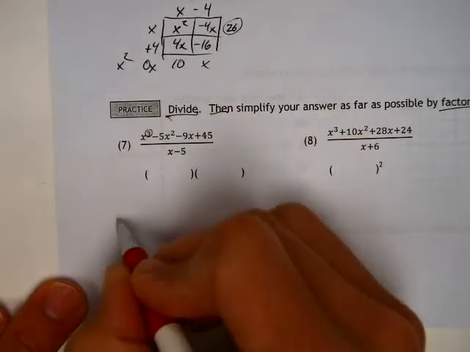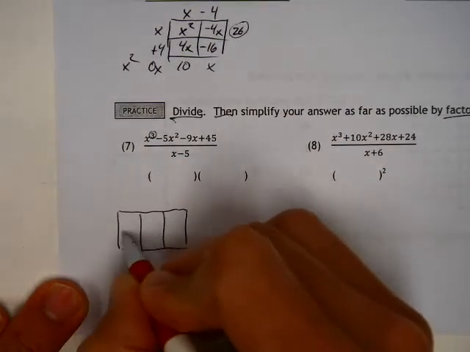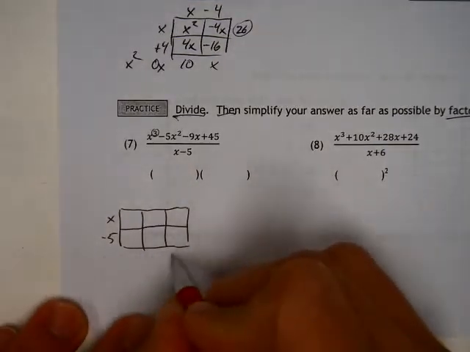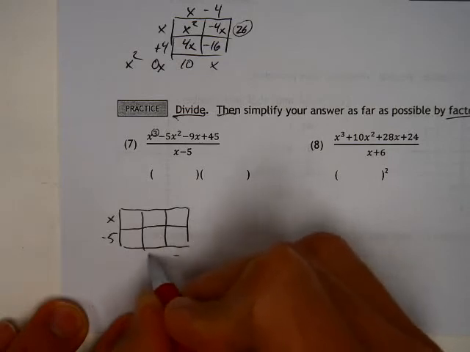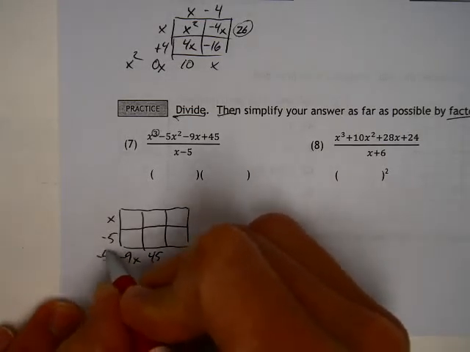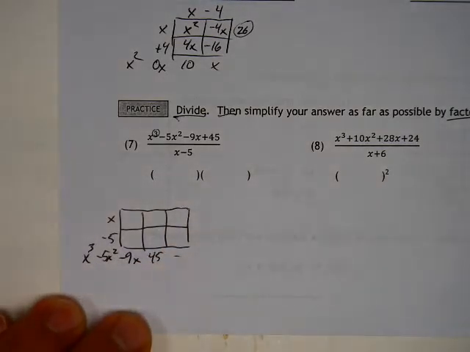I've got 3 compartments to set up here: 1, 2, 3. I've got my x minus 5 over here, and down below I've got my 45, my negative 9x, my negative 5x squared, and my x cubed. Can we still see that? Yes.